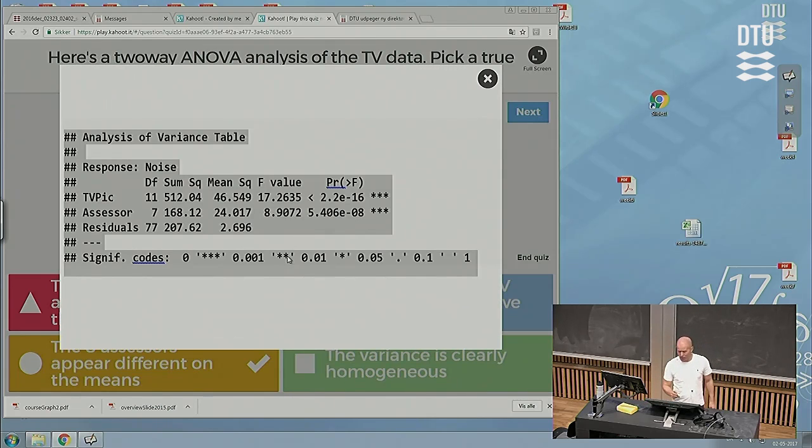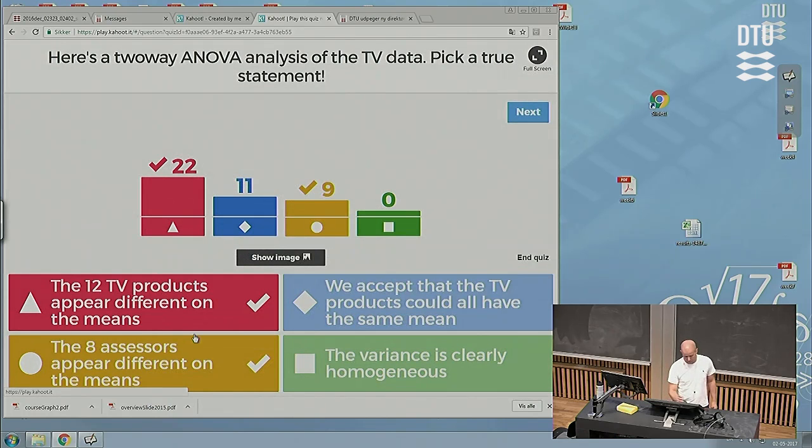Where are the p-values? 2 p-values? Small p-values, right? They're small. Did I find something? Yes. Small p-values means significant. Something is there. What's significant? The TV means are different. The assessor block means are different. Yes. Small p-values means that we reject the null of them being the same. So we could not accept that they could all have the same because we reject that strongly due to the small p-value, right?